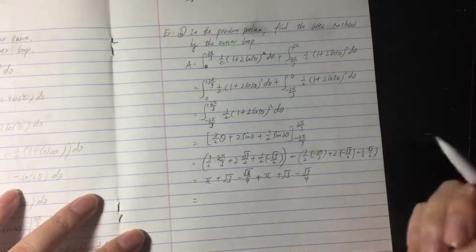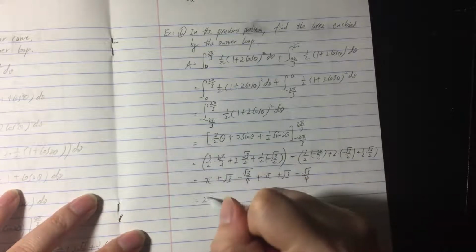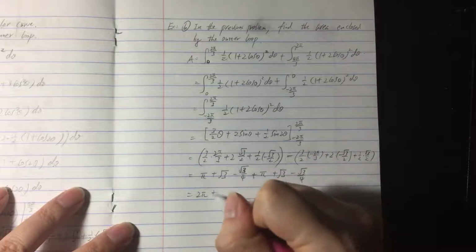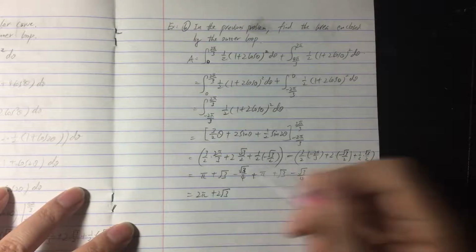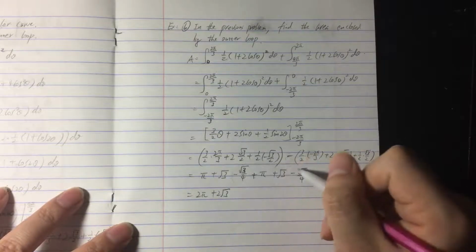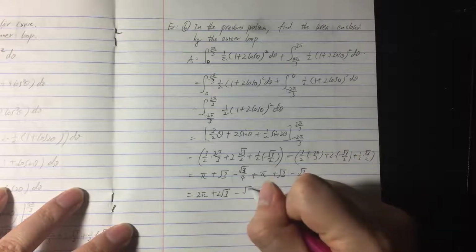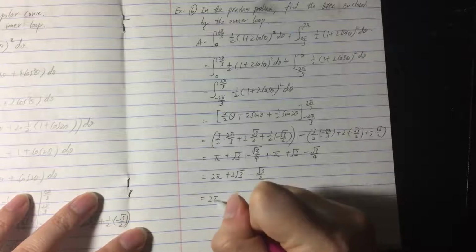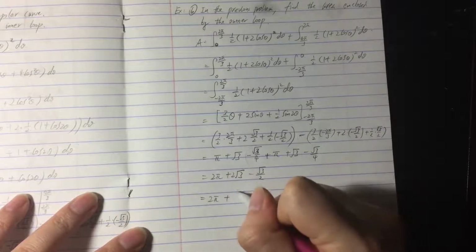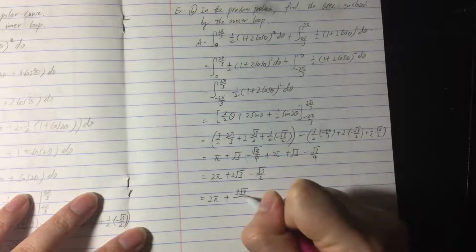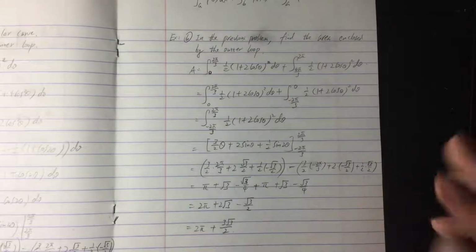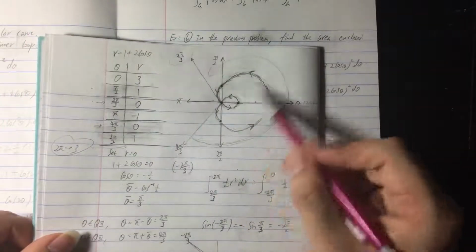Then combine like terms. Pi plus pi is 2 pi. Radical 3 plus radical 3 is 2 radical 3. Negative radical 3 over 4 plus negative radical 3 over 4 is negative radical 3 over 2. If I combine like terms, I get 2 pi plus 3 radical 3 over 2. That's the area enclosed by the outer loop.